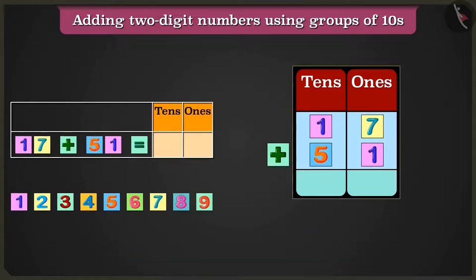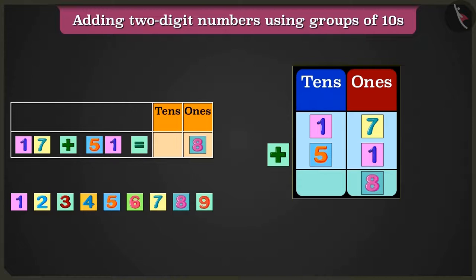First of all, we will add the numbers in the box of ones. So, 7 ones plus 1 ones will equal 8 ones. So, we will write 8 in the ones place.